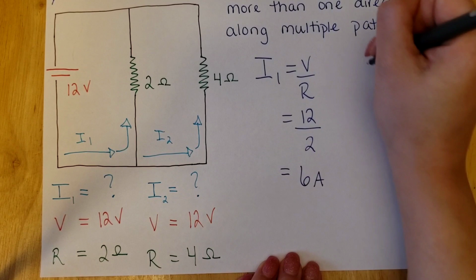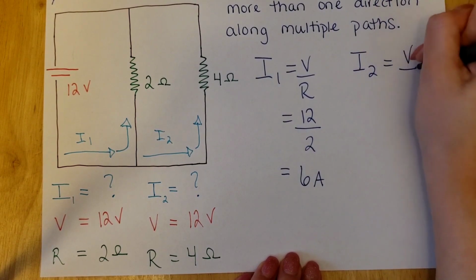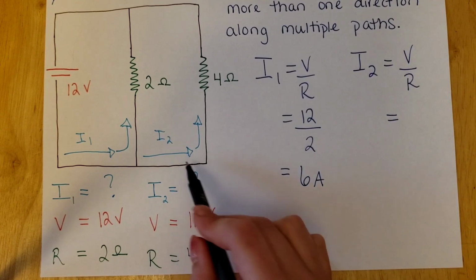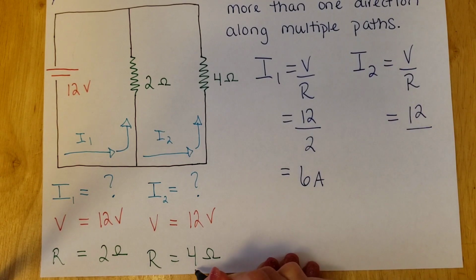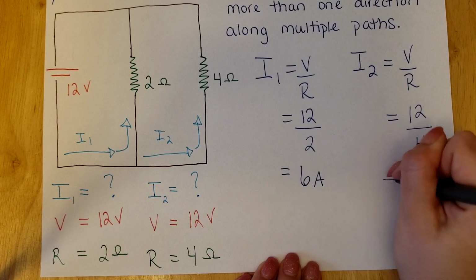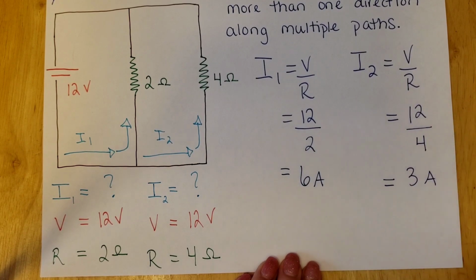Now I have to solve for I2. Same way. V over R. I also have 12 for V, but now I have a new R. Okay, now I have 4. 12 divided by 4 is 3, and our unit is amps.